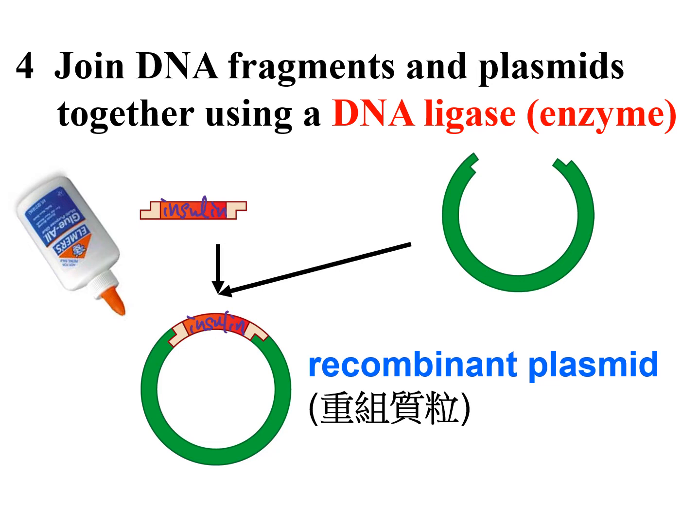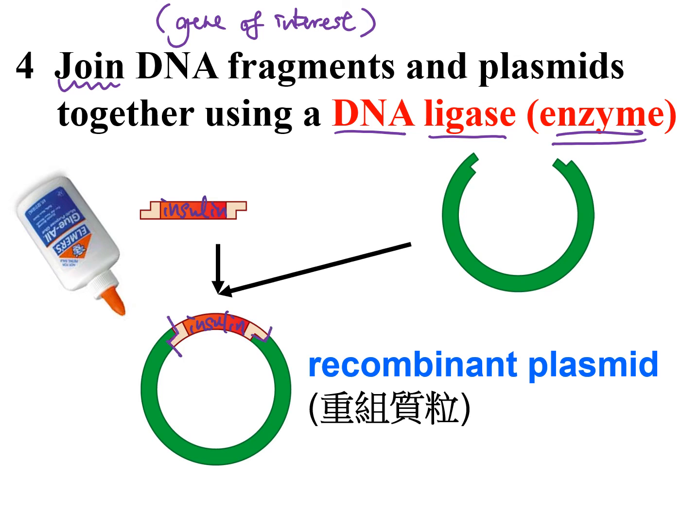After the combination of the gene of interest, such as the insulin gene, into the opened plasmid, now another enzyme comes to help. We call this the DNA ligase. It's an enzyme which helps to join the DNA fragment, that means the gene of interest, and the plasmid together, and helps to make sure the joining is very secure and strong.